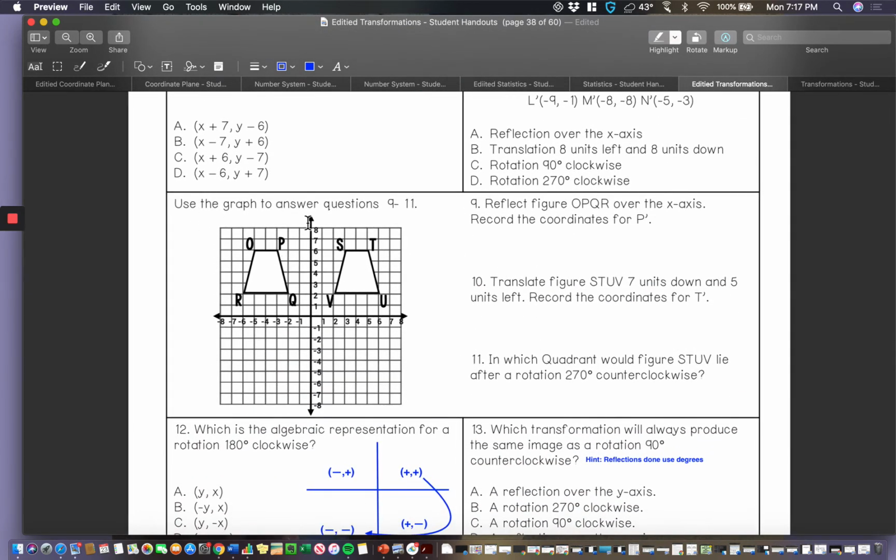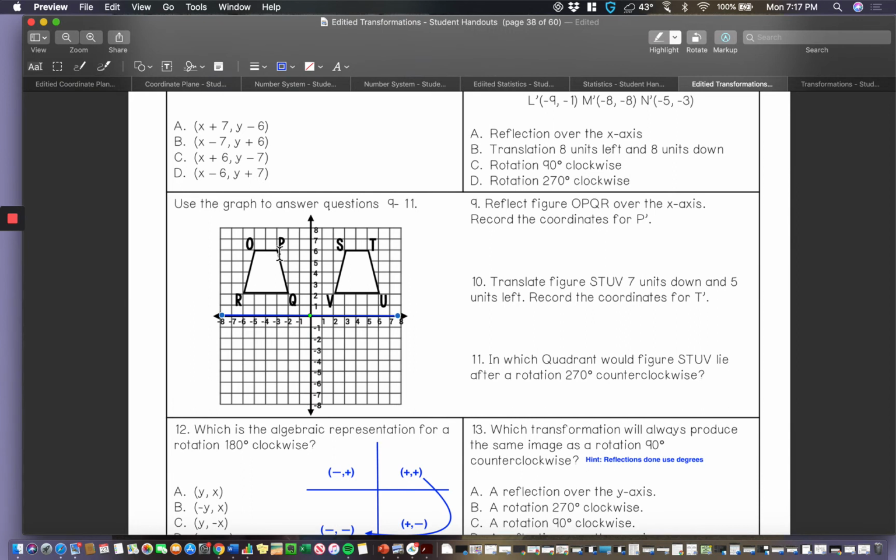Alright, it says use the graph to answer questions 9 through 11. Reflect figure OPQR over the x-axis. So we got figure OPQR being reflected over the x-axis, which is right here. Right? And I'll even put a line there for you to show you which one the x-axis is. Alright, so we are going to be reflecting that image right there over this axis. So you're going to want to reflect it first and then tell me what the coordinates are for P.